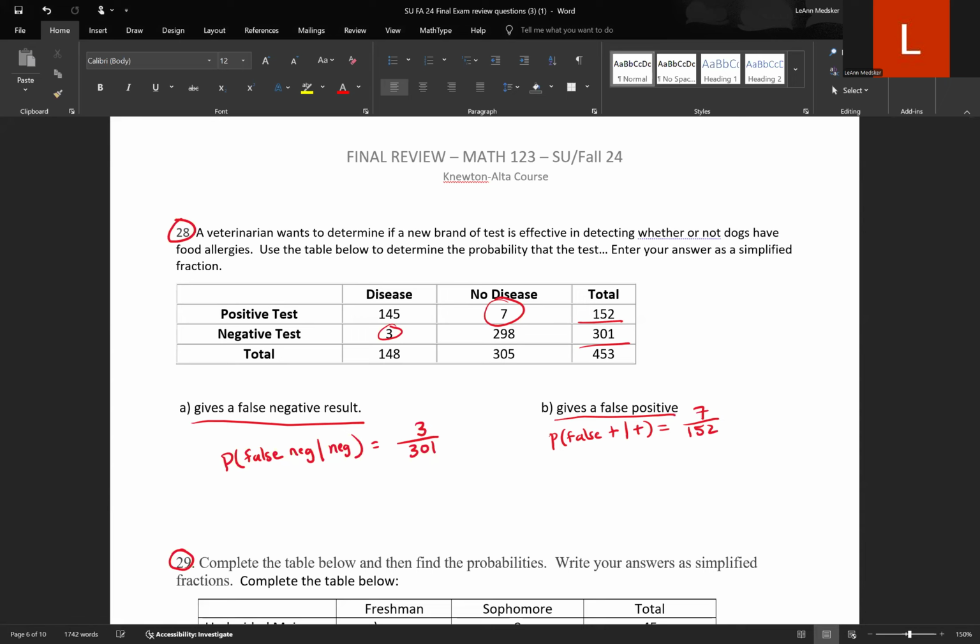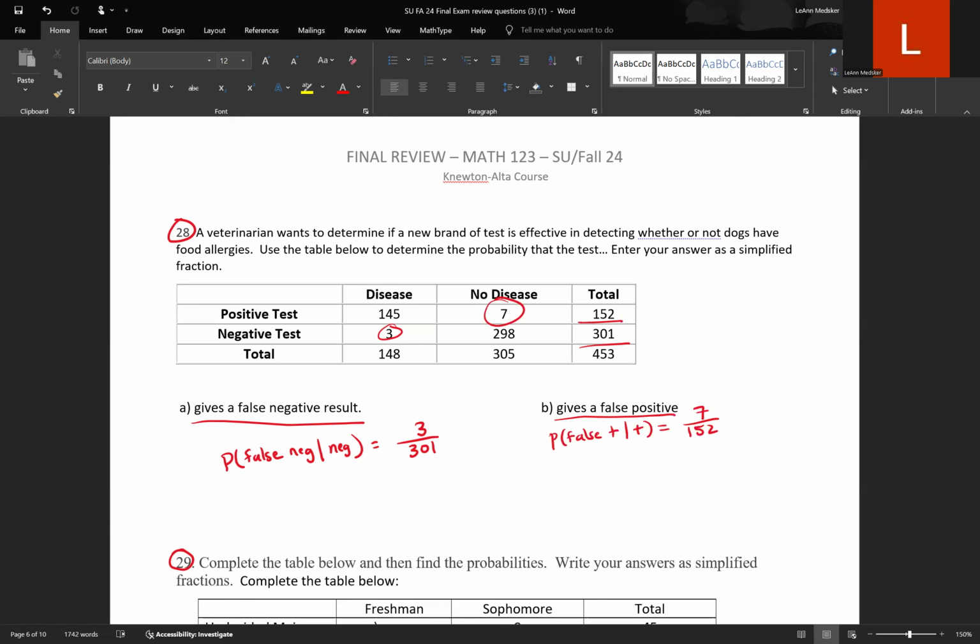No disease in your body, excuse me, it told you you were not fine and you were fine. The other one was it told you you were fine and you were not. So just remember, a false positive means the test result said you're sick, but your body is actually fine. So that's the 7 out of 152.